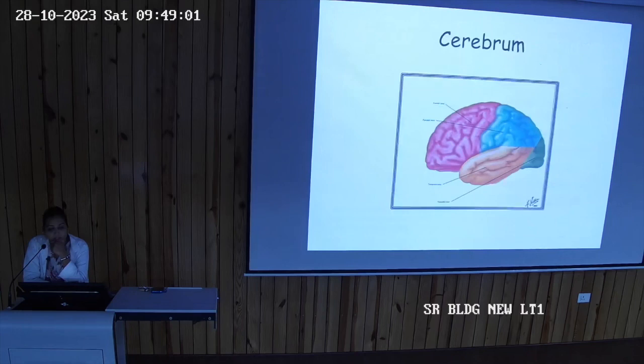So the cerebrum is basically a convoluted structure which has gyri. These gyri are separated by sulci. Now each gyrus has an outer cortex which has gray matter, and the inner part has white matter.